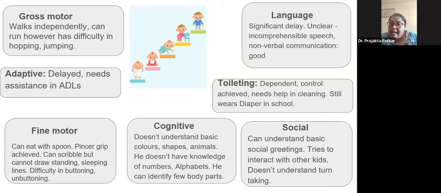Cognitively, he could understand basic colors, shapes, animals, but he did not have the knowledge of numbers or alphabets. He could identify body parts, though. In social settings, he could understand basic social skills, like how to greet people. He would try to interact with other kids, but would often get into fights. He would not understand turn taking, and that's why there were a lot of fights at school with his peers. With regards to toilet training, he was independent, but he needed help in cleaning, and hence the mother still insisted on him wearing a diaper also. Next slide, please.